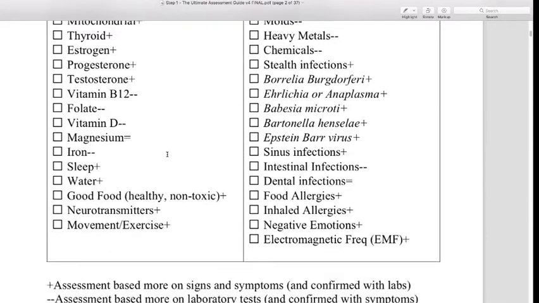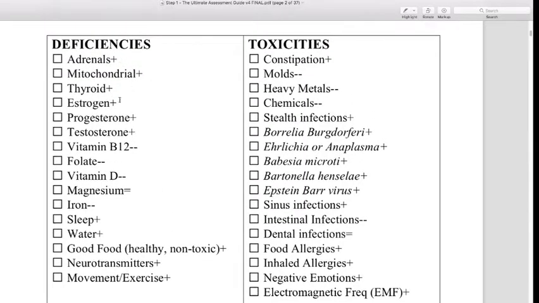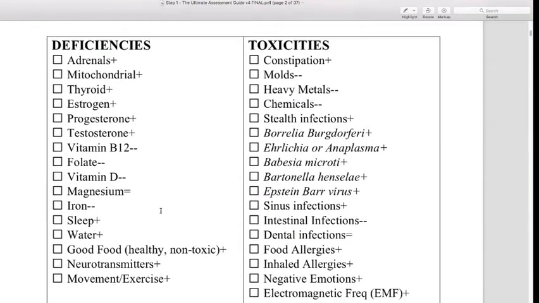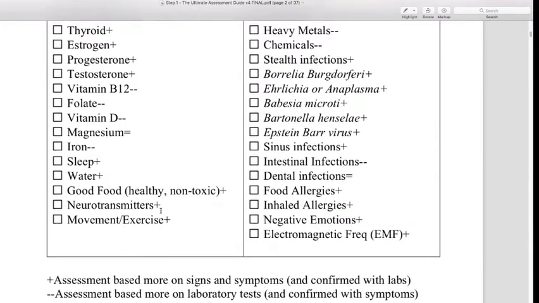Pluses are, and you can see the key down here, pluses are signs and symptoms. And then the minuses or the dashes are labs. And then the equal sign is both equally symptoms and labs. Okay, so if you take a look at all of these, there are 33 total causes here, and 25 of them, or 75%, have a plus sign next to them. Okay, really, really significant number can be assessed just by symptoms.